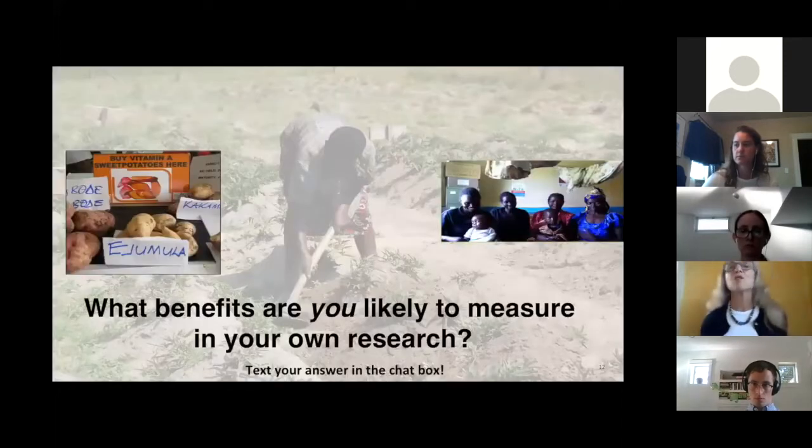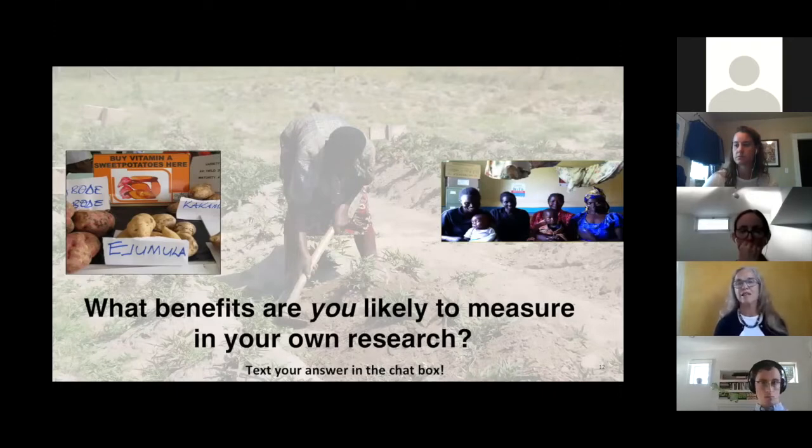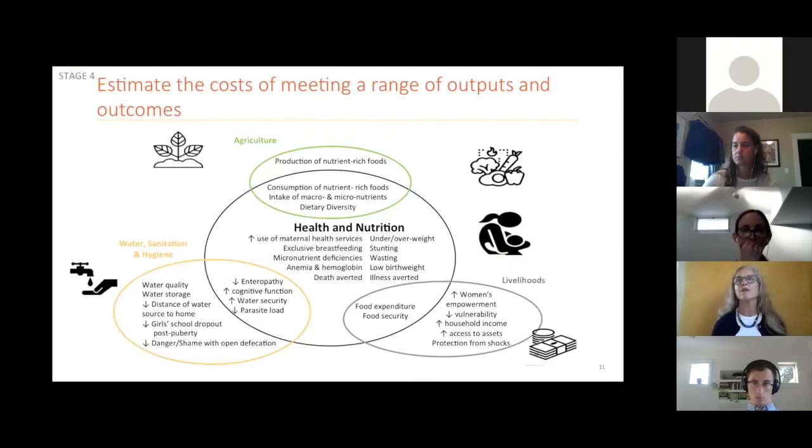So what I'd like you to do now is think about your own research that you're involved in. What benefits are you likely to measure in your own research? I'd like to take a moment for you to think about this and enter your answer in the chat box. And remember, I'm going to go back, and you can see we've tried to capture a full range of outputs, but I'm sure there's some that we missed. So what are some of the benefits that you have used in your own research?